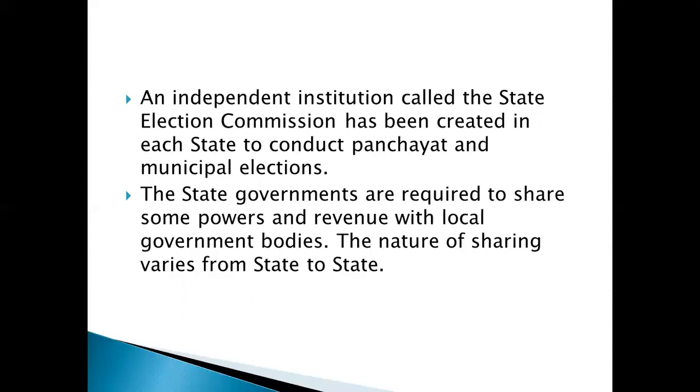And the last one is that the state governments are required to share some powers and revenues with the local government bodies. Obviously, if a government is created, then it needs some resources, some revenues, and some powers to function. So the state governments were asked to share powers with this third level of government, and allow them to have some portion of the revenue of the state government so that they can function properly. The nature of sharing varies from state to state. It means that in some states they have been given more power, and in some states the third tier of government is not so powerful. It is decided by the state government.